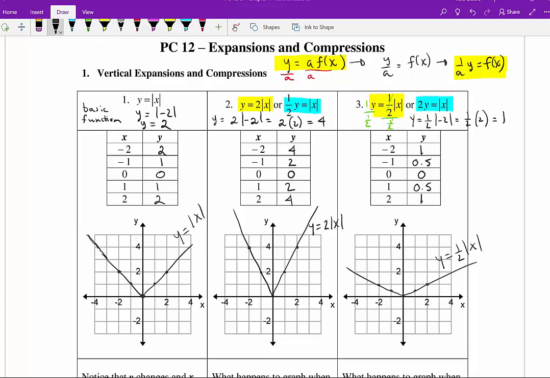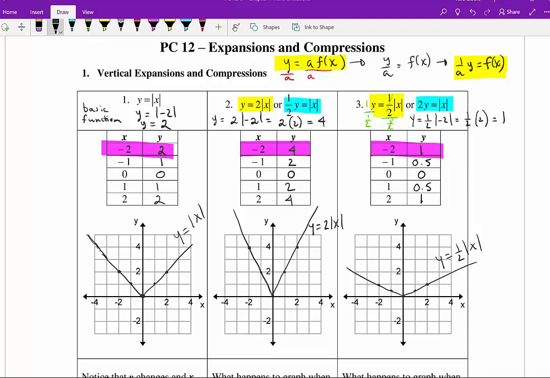Now, we can also compare the coordinates for y. So I'm just going to take a look at the first point. If you take a look at our first function, we have a coordinate of -2 and 2. And if you take a look at the next one, we have -2 and 4, and then the third one, -2 and 1. And if we compare our y coordinate for number 2 with the first one, and our y coordinate for number 3 with the first one, we'll note that on the second one, 4 is twice as big as 2, and 1 is half as big as 2.